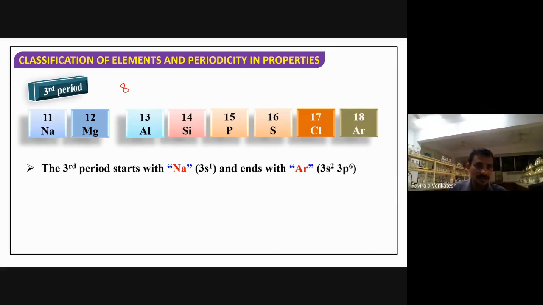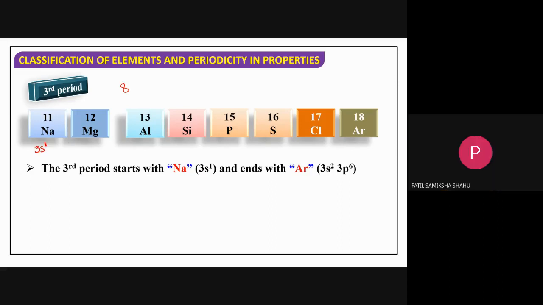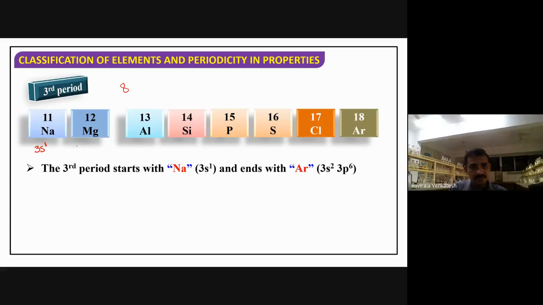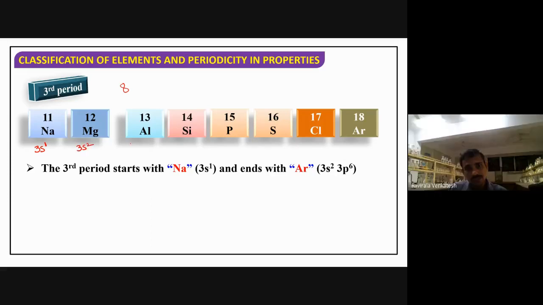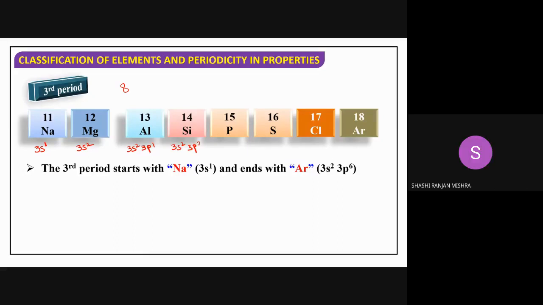Now, sodium will have configuration. All of you tell me the configuration of sodium. 3s1. Next one will be 3s2. Next one will be 3s2 3p1. Next, silicon, 3p2. For phosphorus, 3p3. Very good. Next sulfur, 3p4. Then 3p5. This one will be 3p6.